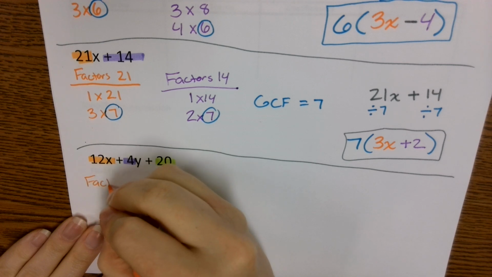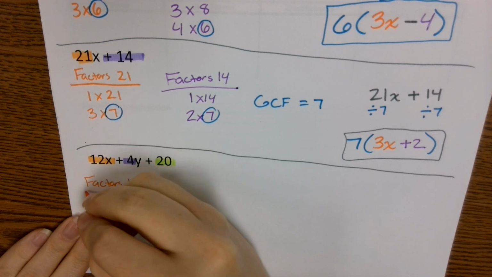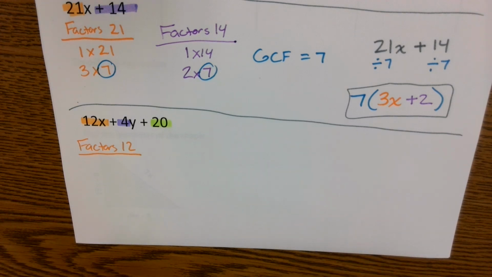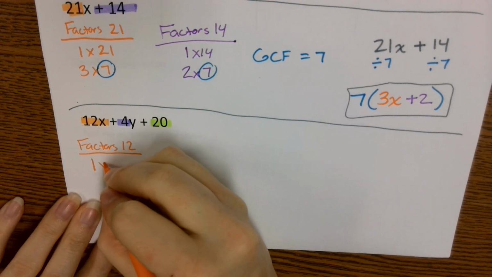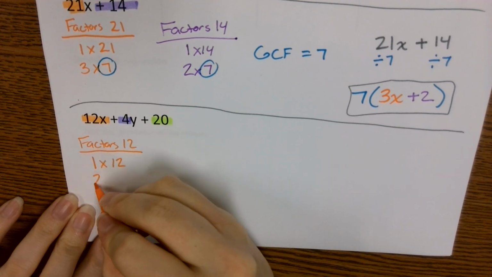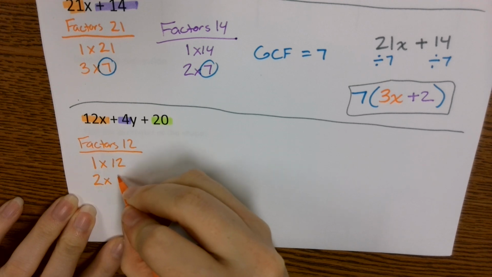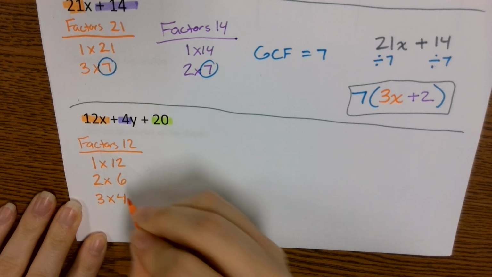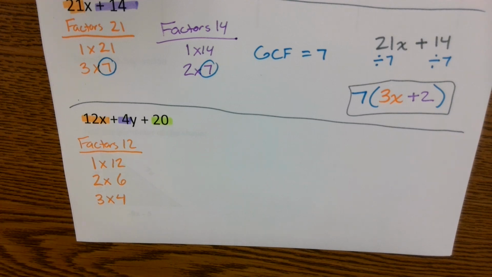Let's do our factors of 12. Who can list off all the factors of 12 for me? Brittany? 2 times 6. Okay, and 3 times 4. Good. So there's all of our factors for 12. We've got 1 times 12, 2 times 6, 3 times 4.